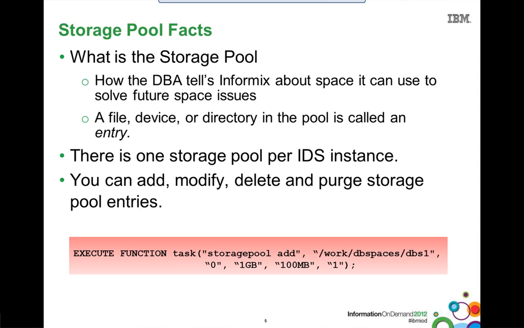You can change these on the fly, you can add to them, you can delete, you can empty it out. All these things can be done, and you would use the sysadmin database and the task function in there, and you can see there we have the storage pool add, and we're adding the file work, DB spaces, DBS1, and we're telling about the size and what so it's the offset 0, size of 1 gigabyte, use a minimum of 100 megabytes in a piece, and give it a priority of 1. So a high priority.